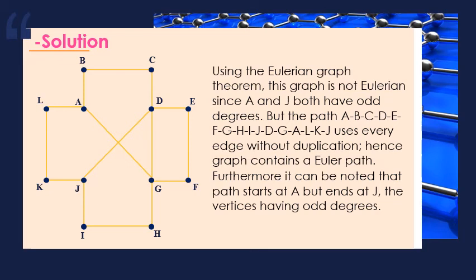So, ano gina-state sa Eulerian graph theorem? Eulerian graph theorem states that para mangin Eulerian siya, dapat tanan nga vertex should be of even degree. So, if we are going to look at the vertices, our vertex A kag vertex J is of odd degree. So, masiling naton, the graph is not Eulerian.